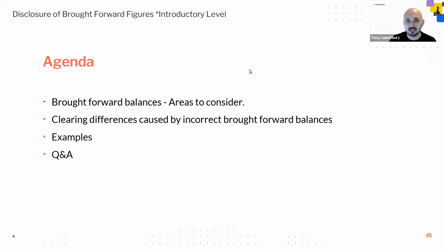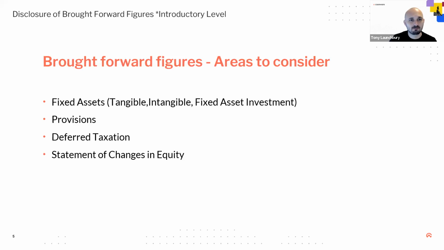Okay. All right. So the first set then, brought forward figures, areas to consider. Now, this is really what we're going to focus on today. So we're going to really look at fixed assets. Now, it doesn't really matter if we talk about fixed asset investments or tangible fixed assets or intangible, because there always seems to be the same issues. It's always down to a level of detail in the mapping or potentially an error on the client's record. So that's going to be the main focus when we look at fixed assets.